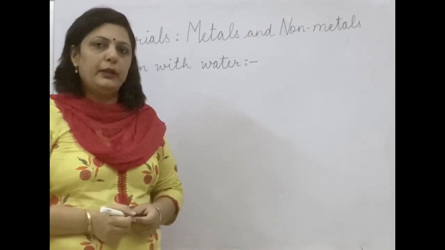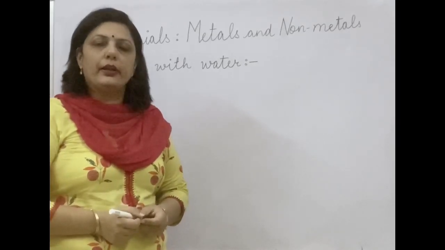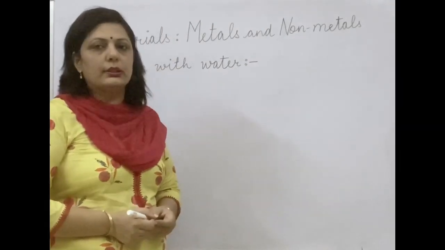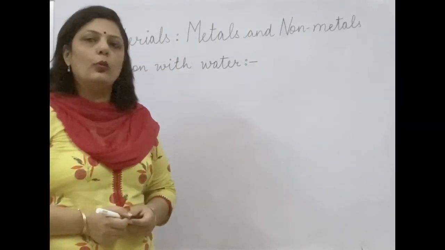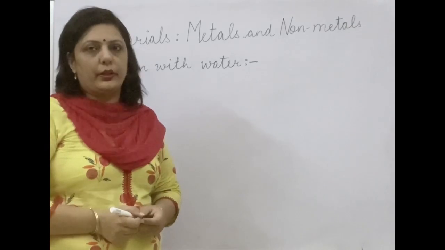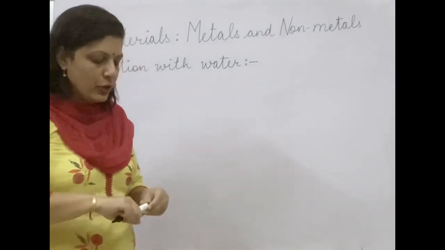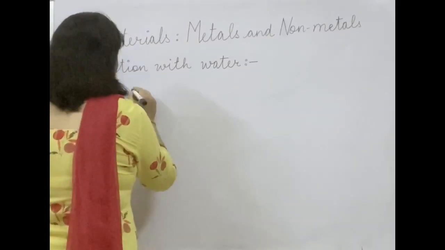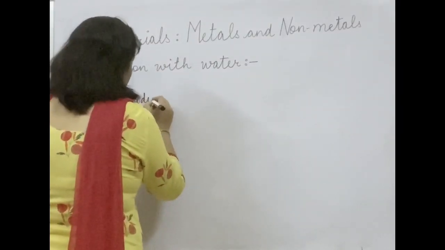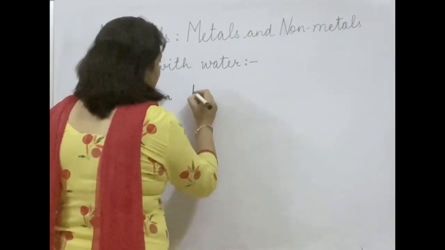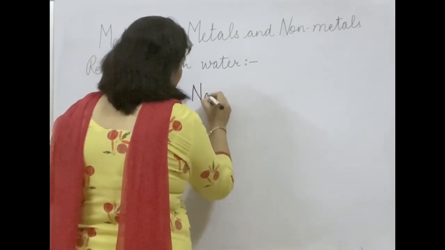Today I will explain how elements react with water. So that is the second chemical property we are going to discuss. First I will tell you how metals react with water, and this can be easily explained with the help of an example of sodium. Now sodium, you all have read that it is a highly reactive element and its symbol is Na.